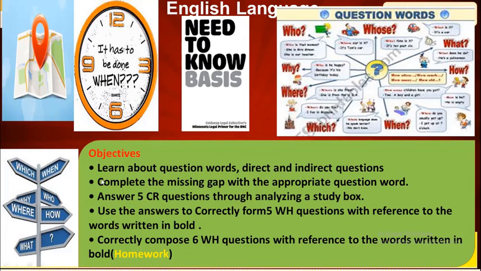We will hopefully complete the missing gap with the appropriate question words needed. We aim also to answer 5 questions through analyzing a study box. We want as well to use the answers to correctly form 5 WH questions with reference to the word written in bold. And you will be given a homework at the end where you should compose 6 questions with reference to the words written in bold also.